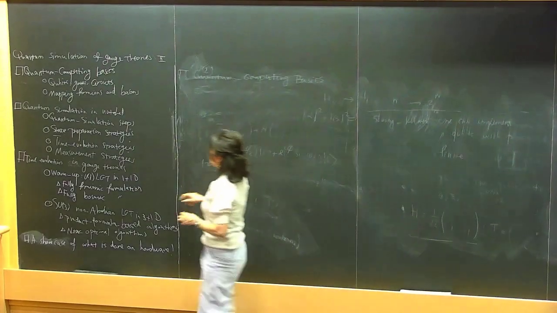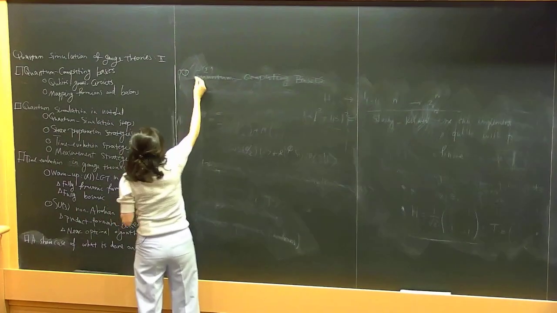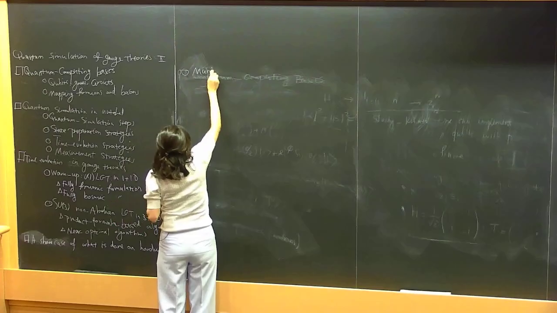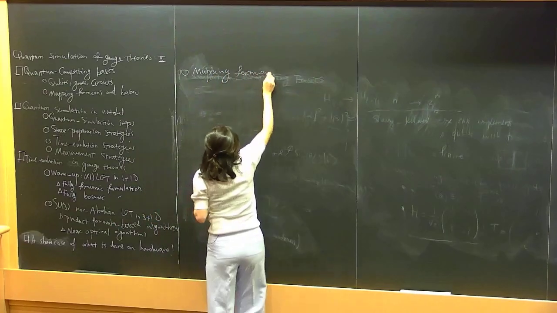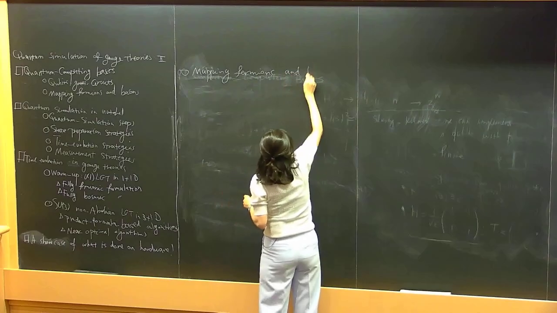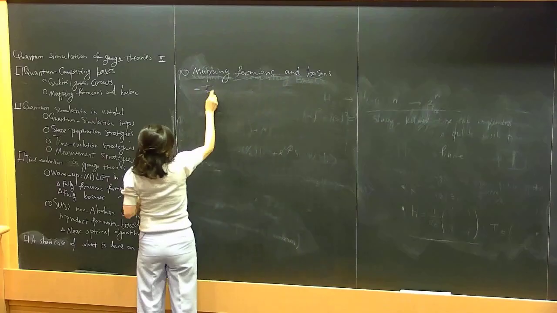Okay, so what else do we need to know before we can do any quantum simulation? We have to know how to map our degrees of freedom, so mapping fermions and bosons. Okay, let's just start from fermions.